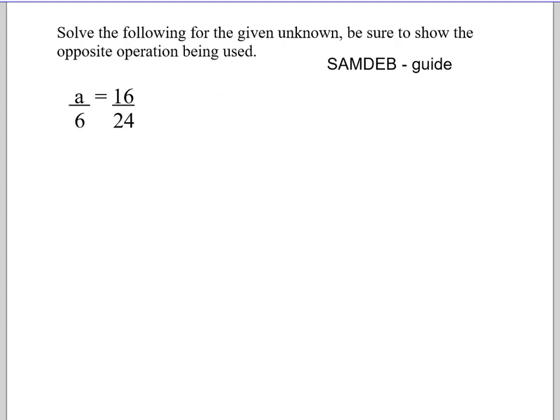All right, last one. Pause it and give it a whirl. Okay, so in this one, it looks a little complicated, but there's really only one operation. There's just a dividing by 6. That's the only operation I have to deal with. Okay, so the opposite of dividing by 6 is multiplying both sides by 6. So these cancel, and we're left with A equals. Now, you may want to put a placeholder here. And now we have a fraction problem where we're multiplying two fractions together.